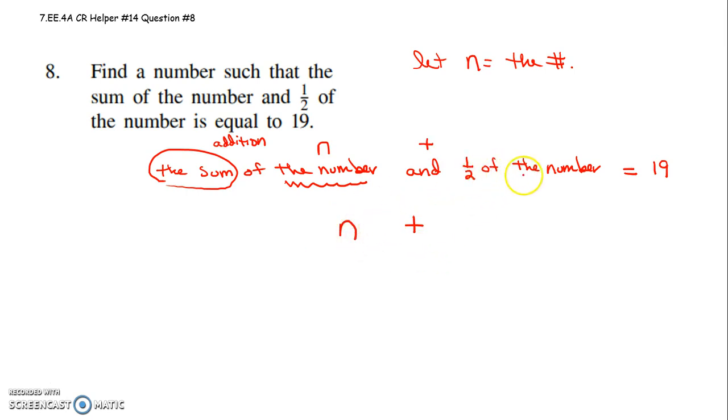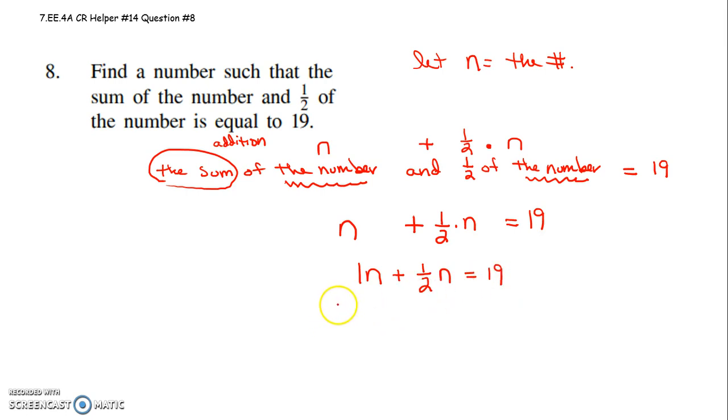And then 1/2 of the number. Of in mathematics is to multiply. So this means 1/2 of the number. The number is n. So we need to do 1/2 of n. And that's going to be 19. So first of all, now I'm going to simplify this equation. First of all, n I can write as 1n. If I don't see a coefficient in front, I know to assume it's a 1. Plus 1/2 times n, we can write as 1/2 n. That's going to equal 19.